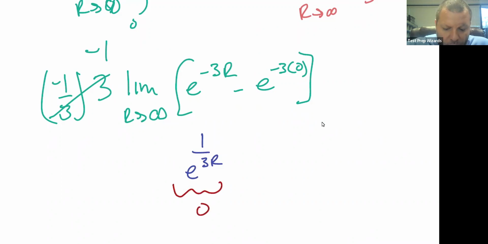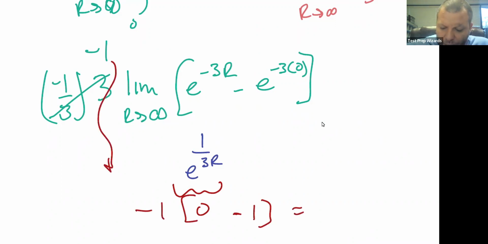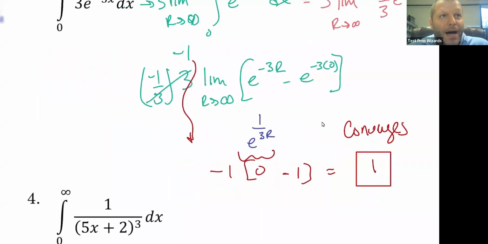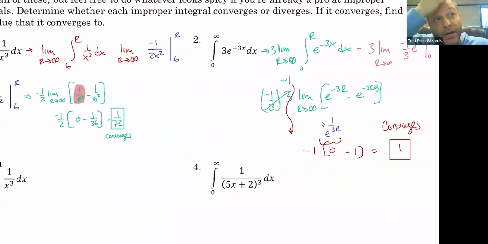So minus e to the 0 is just going to be minus 1. We have this negative 1 still out front. So we're going to get positive 1 as our integral. So this thing converges, and it converges to a positive 1, aka an area of positive 1-ish as we get bigger and bigger and bigger.